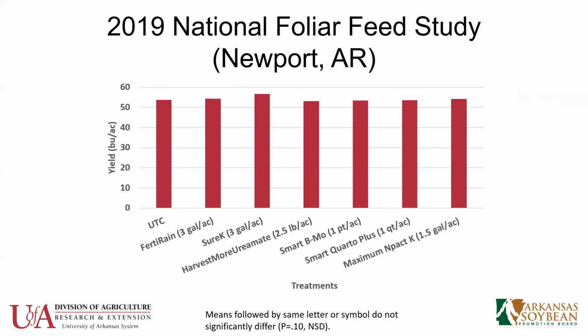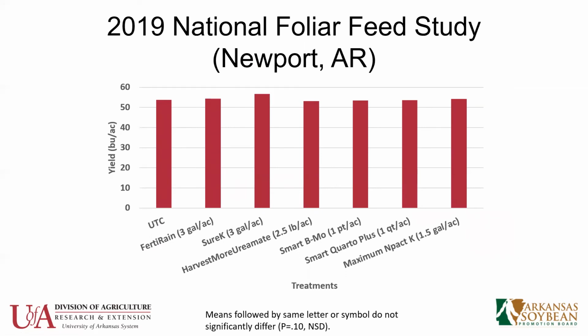The next 4 slides are results from the 2 locations in Arkansas. In 2019 and 2020, tests were established at the Newport Extension Center in Newport, Arkansas, and the Pine Tree Experiment Station near Colt, Arkansas. Soybean grain yields in bushels per acre are on the left axis or the y-axis, and the treatments and rates are on the bottom axis or the x-axis.